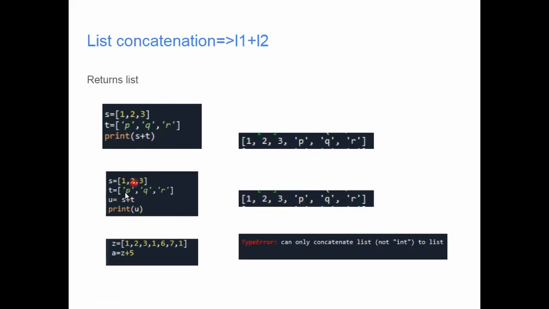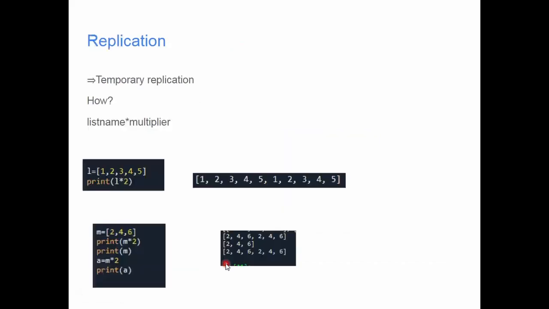We will get all the characters of s and t. Here only concatenation is allowed with list and list. So list 1 plus list 2 is allowed. List 1 with some other data type is not allowed. Suppose here we are adding list z with the integer number 5. So this is not allowed. It will generate an error message.